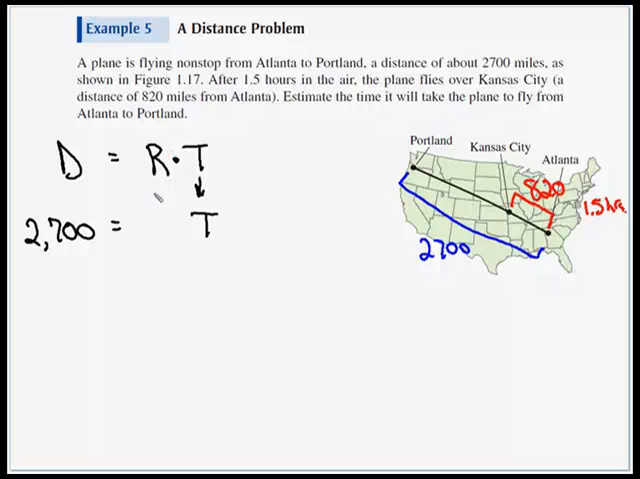So we need the rate. Did they give us the rate? Do they give us miles per hour anywhere in the problem? No, they didn't hand it to us on a silver platter, but they gave us enough information to find the rate. And that was in the data from going from Atlanta to Kansas City. We traveled 820 miles, and it took us 1.5 hours. So we could find the rate by saying, well, we know we traveled 820 miles in an hour and a half. So this is miles, and that is divided by hours. When we divide that, we will get miles per hour.